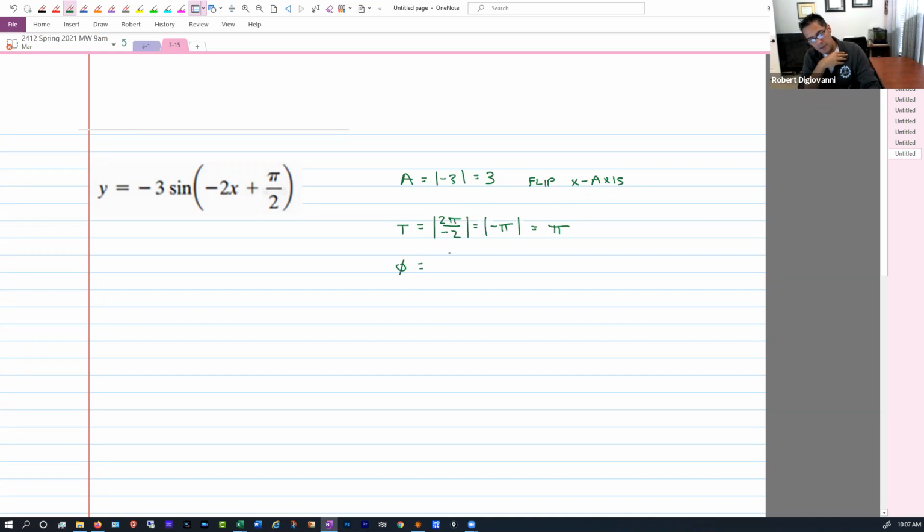Now, phi here is pi over 2, right? And so the phase shift should be equal to phi, which is pi over 2, over omega, which is -2. And when you get that, what do you get? Should be like -pi over 4. Right, because you're just looking at the bottom as being a fraction, -2/1, then you're flipping it and multiplying.